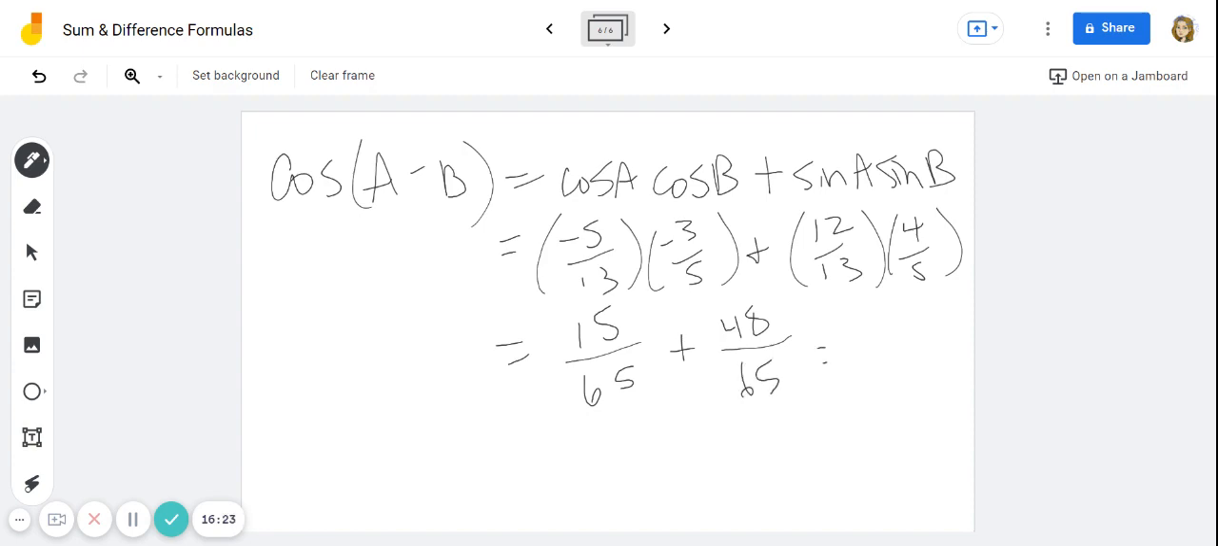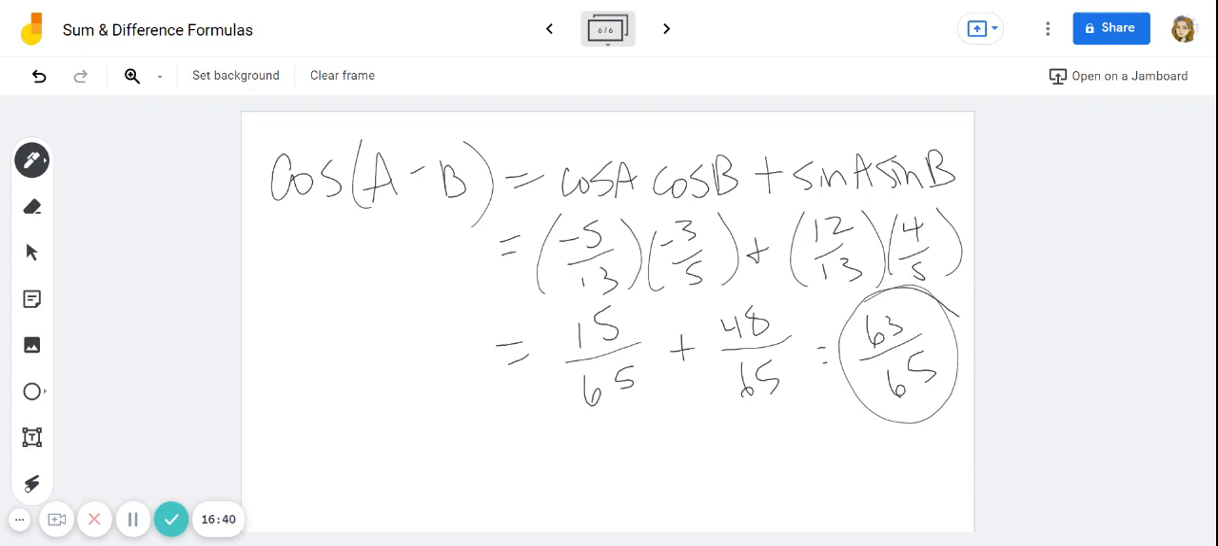If we add these together, 15 plus 48 becomes 63. And then 65 is our denominator. We cannot reduce that, so it's good that we didn't try to begin with. And that is 63 over 65 as our cosine of A minus B.